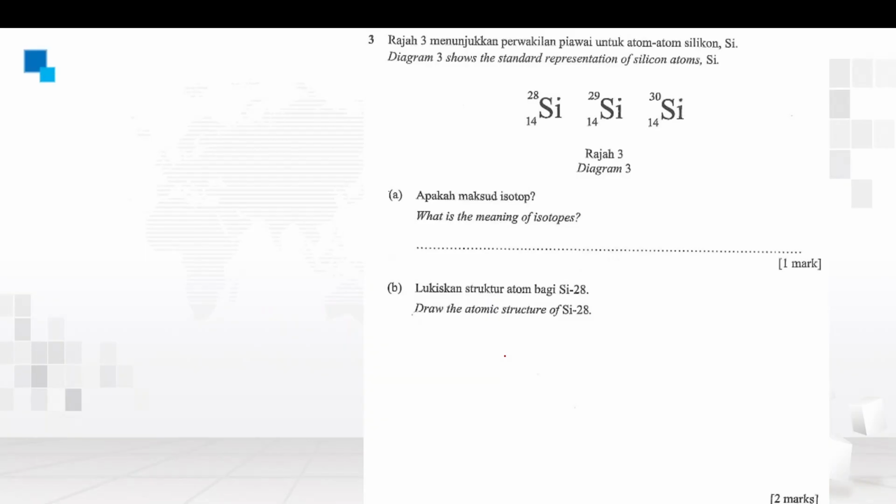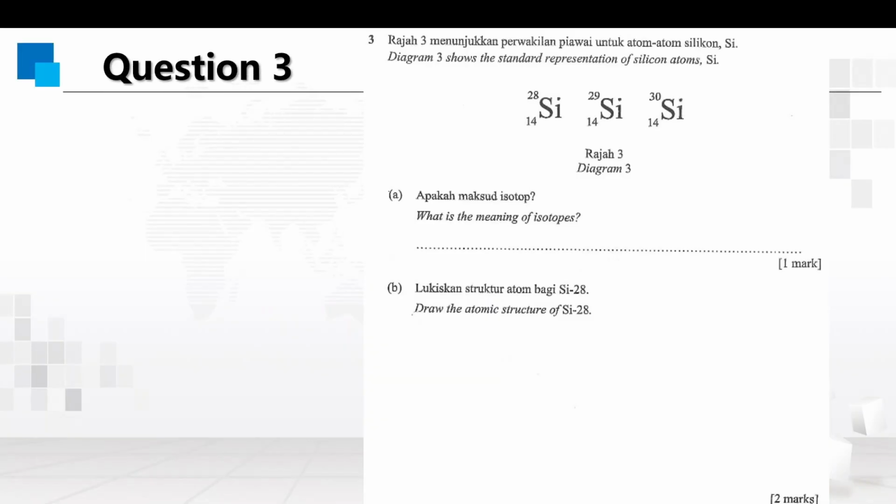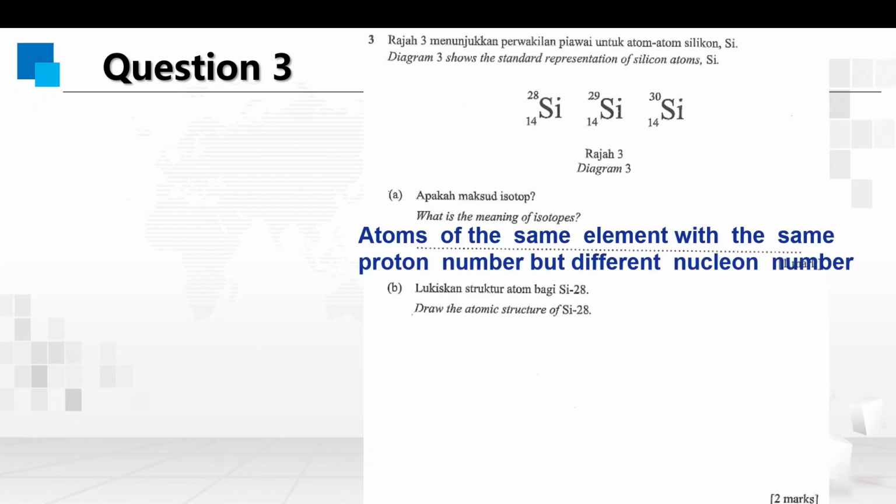Question number 3. What is the meaning of isotopes? Isotopes are atoms of the same element. You have to mention these terms: atoms of the same element with the same number of protons, or same proton number, but different nucleon number, or different number of neutrons.